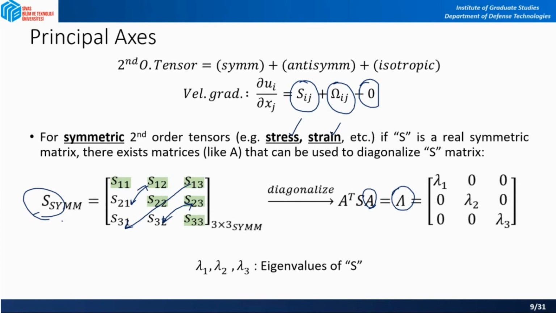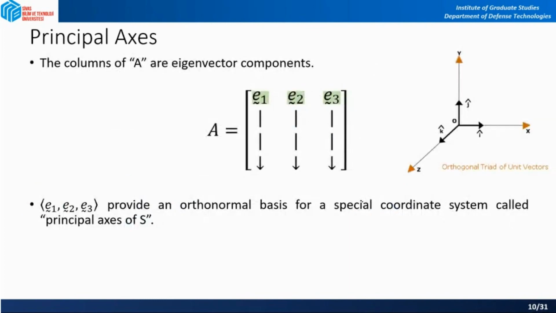The question is, how do we find this matrix A in here? So there should be some matrix A that you transpose it, multiply it by S, and then multiply it by A again to get the diagonal matrix of lambda, the eigenvalues. Can this A matrix be anything? So the answer is no. A matrix is also a very, very special matrix. Actually, the columns of this A matrix are eigenvector components.